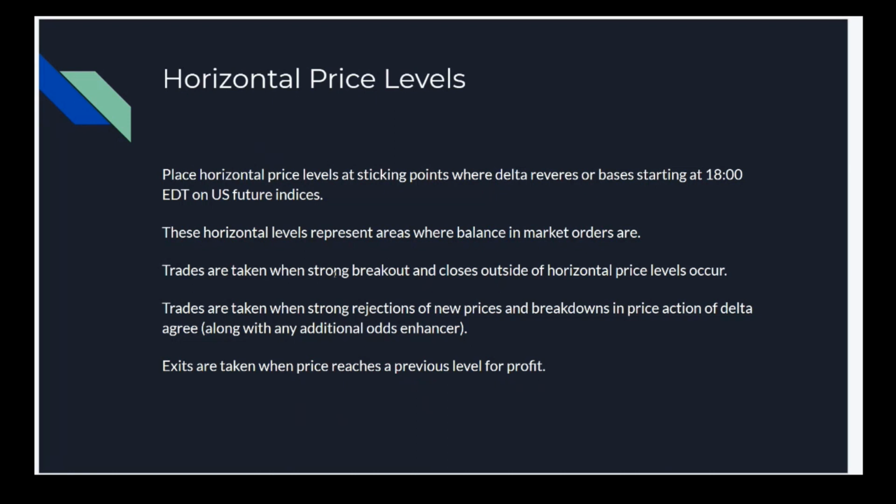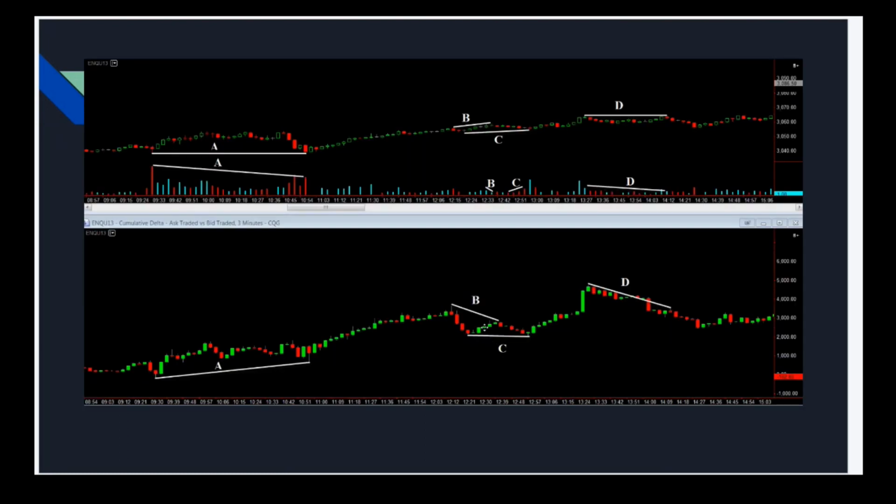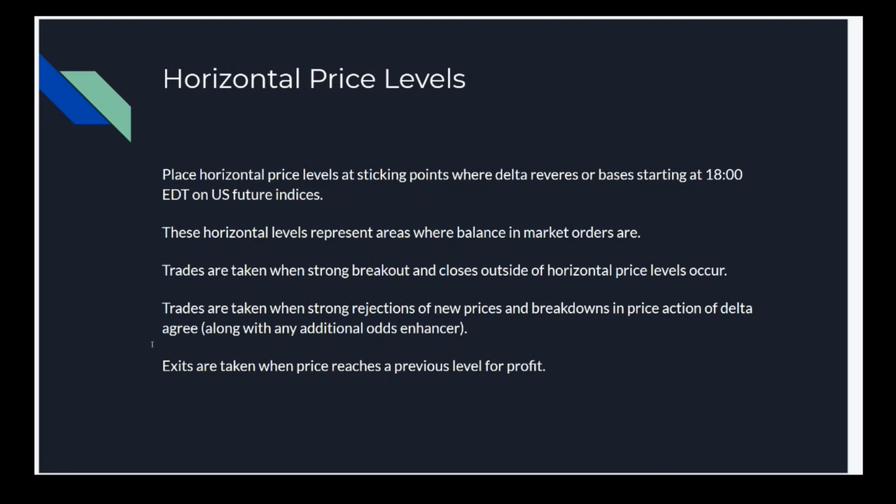And then the opposite, trades are taken with strong rejections of new prices. So when price goes up to a certain level, and it fails to close outside of it. And then exits, like Daniel mentioned in great depth, is when price, delta goes down, and then it reverses very strongly. And that would be an indication that you would be exiting a trade.